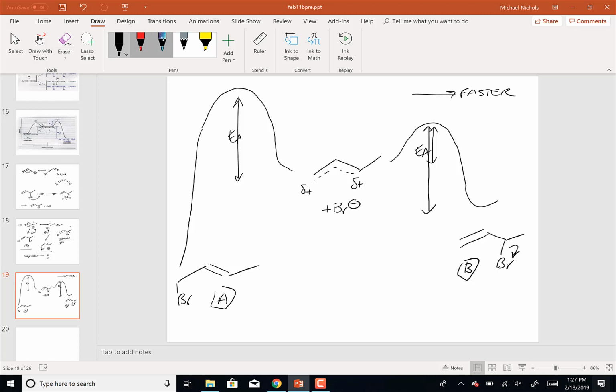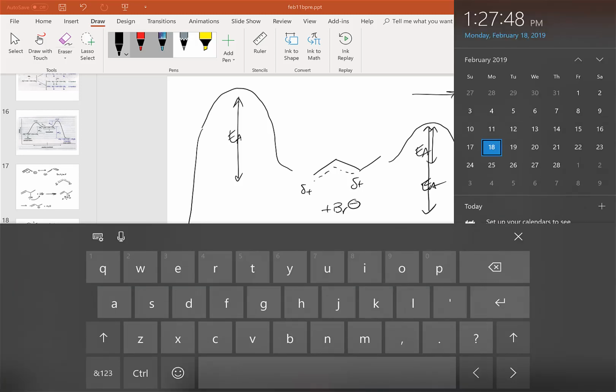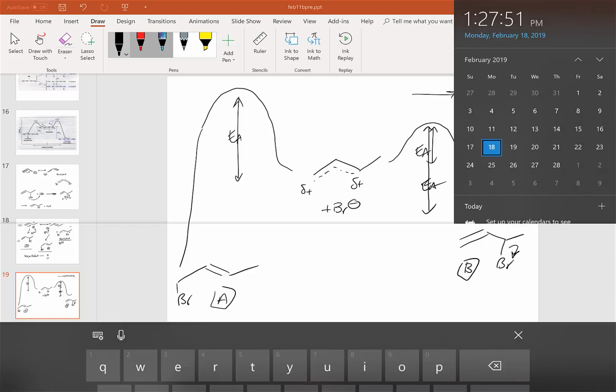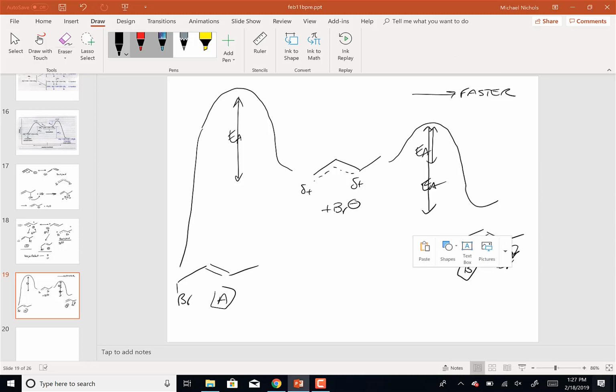I wanted that in red. Apparently, I'm not allowed to have it in red. How about this here? Oh, you're killing me. Okay. This is going to be monochrome.